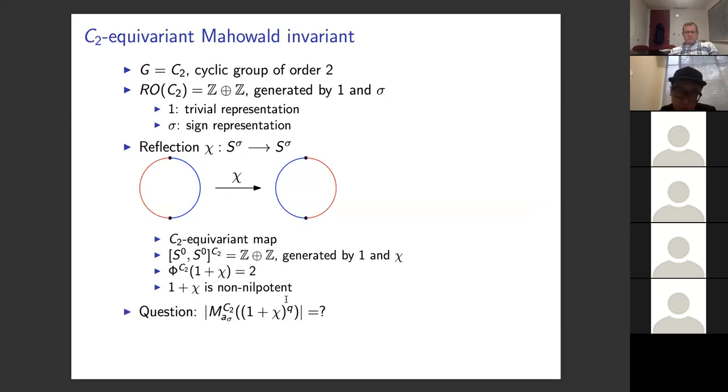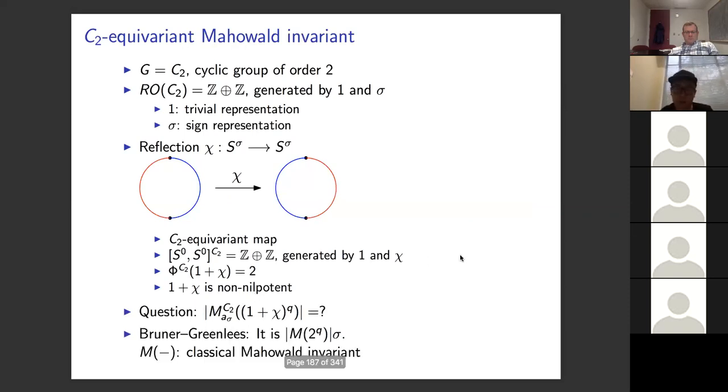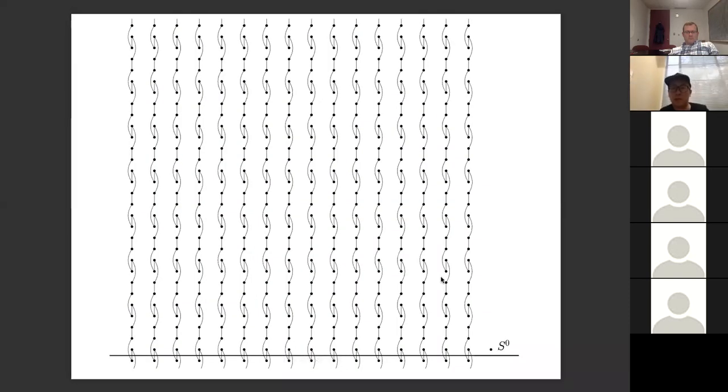So one of the questions we could ask is, what is the equivariant Mahowald invariant of powers of this element with respect to a sigma? What Bruner and Greenlees show is that this is equivalent to the classical Mahowald invariant problem. The degree is exactly that of the powers of 2. So this is the right element when we lift with respect to the geometric fixed points. And this is the corresponding picture for it.